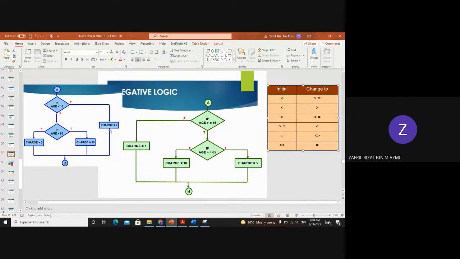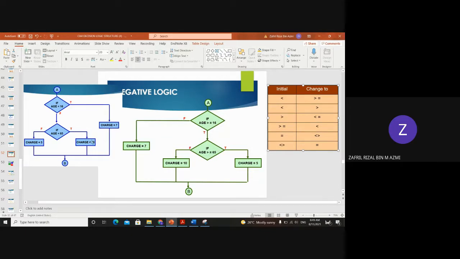So now we have positive less than 16. If you want to convert it to negative logic structure, less than, the new operator that you need to use is more than or equal. You see, less than, if you want to convert to negative logic, it is more than or equal. Of course, this one should be false. This is true, this should be false. If true, it will enter the next decision.